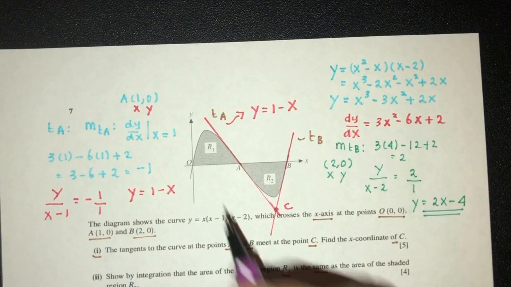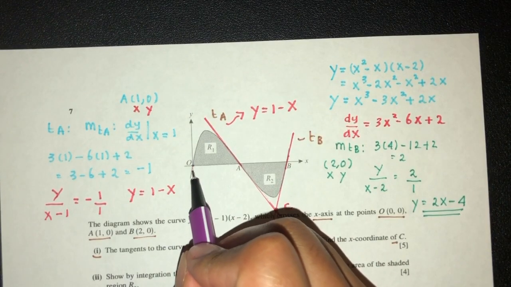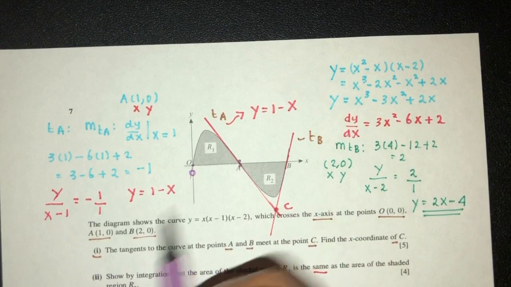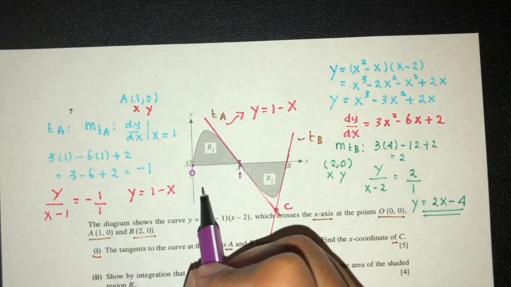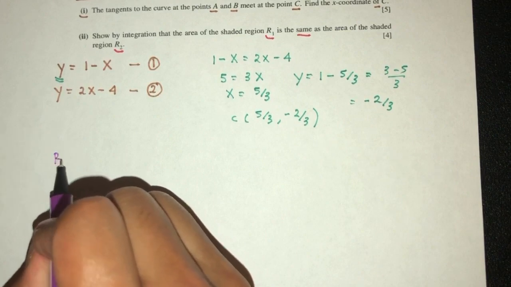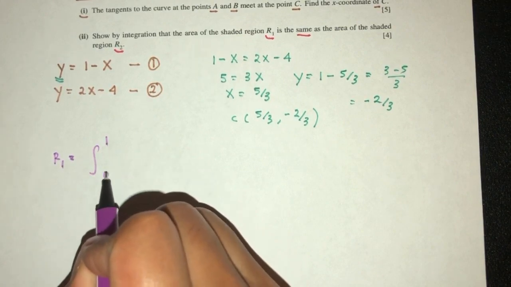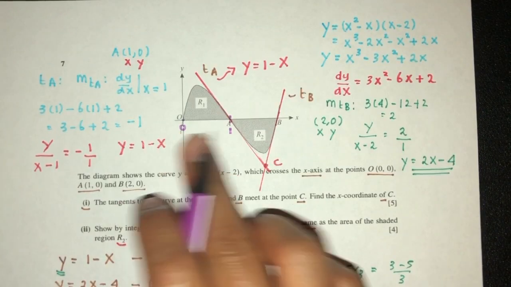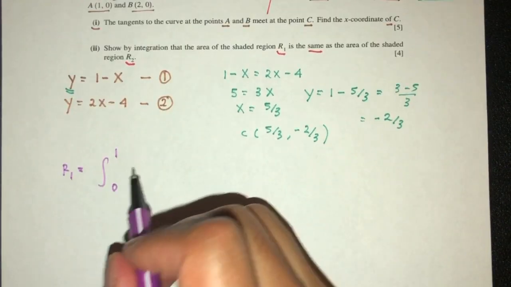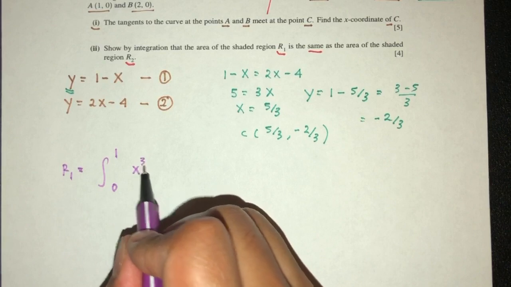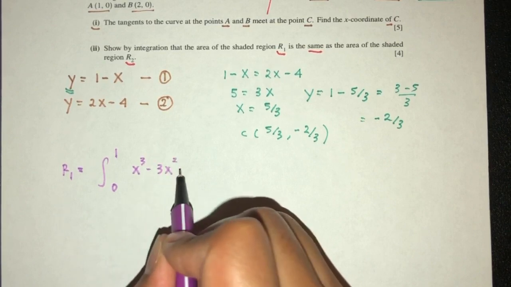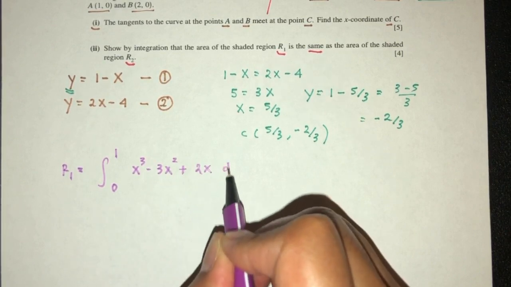So to find R1, it is the area between the point here, which is 0. The point A here is (1, 0). Limits is 0 to 1. Let's find R1 first. It is the area under the curve, with limits 0 to 1, as we can see right here. And the equation of the curve was found to be this, x cubed minus 3x squared plus 2x, with respect to dx.